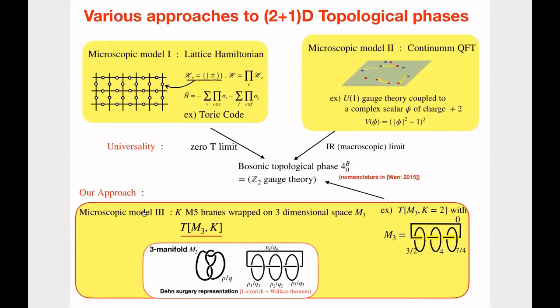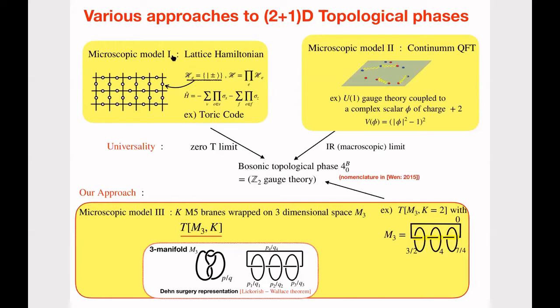Our microscopic construction uses so-called M theory, where a basic object is the so-called M5 brane, a five-dimensional extended object. Including time, this is a six-dimensional object. Then we compactify this six-dimensional object on a three-manifold given by M3. If the size of the three-manifold is very small, it will describe some 2+1 dimensional quantum system. In this way, we construct a 2+1 dimensional quantum system labeled by M3 and K, which I call T[M3, K]. M3 is a choice of three-manifold, and K is some natural number. I will explain the more detailed concrete setup, but this is a totally different approach.